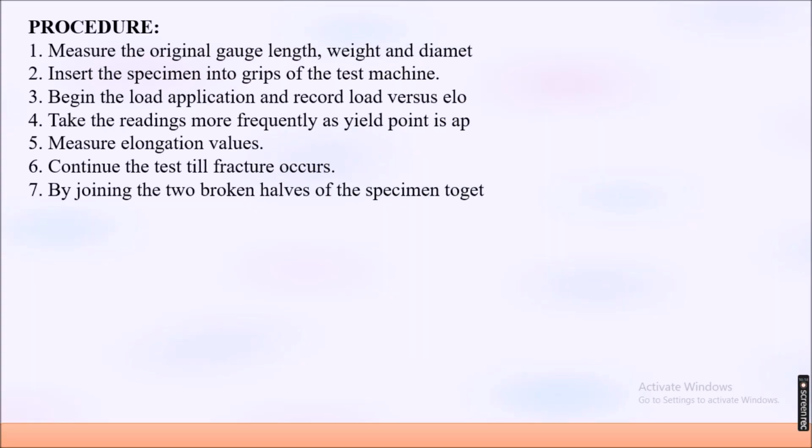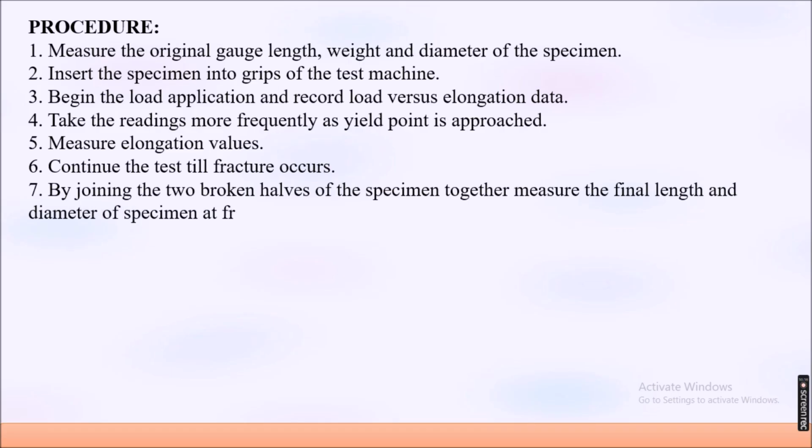Procedure. 1. Measure the original gauge length, weight, and diameter of the specimen. 2. Insert the specimen into the grips of the test machine. 3. Begin the load application and record load versus elongation data. 4. Take the readings more frequently as the yield point is approached. 5. Measure elongation values. 6. Continue the test till fracture occurs. 7. By joining the two broken halves of the specimen together, measure the final length and diameter of the specimen at fracture.